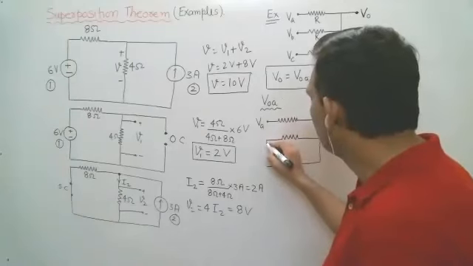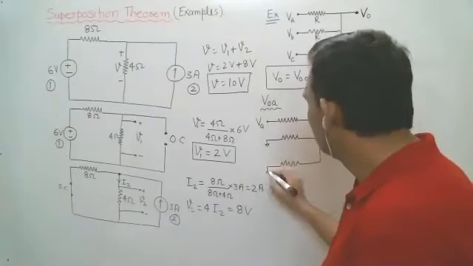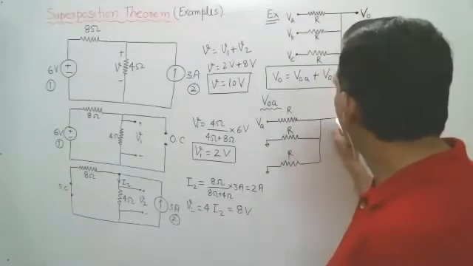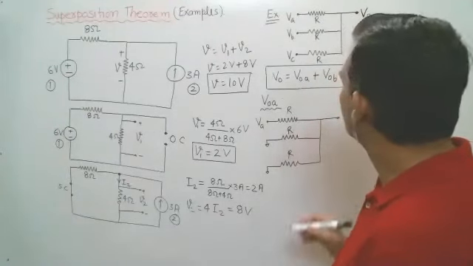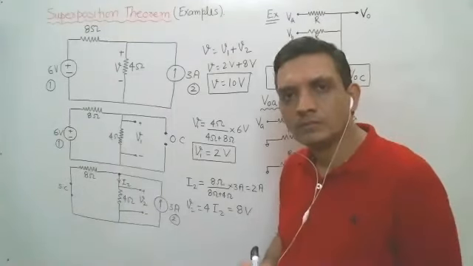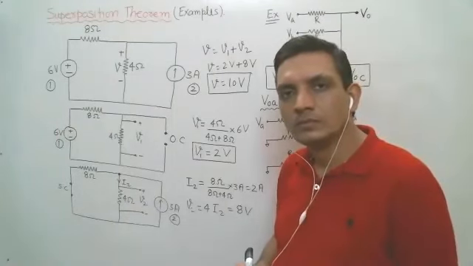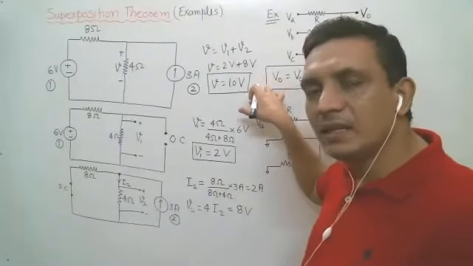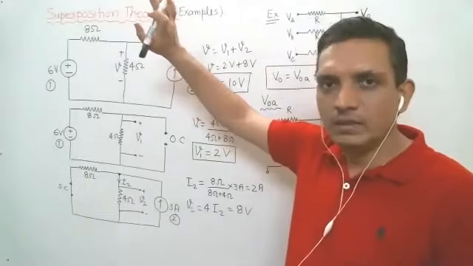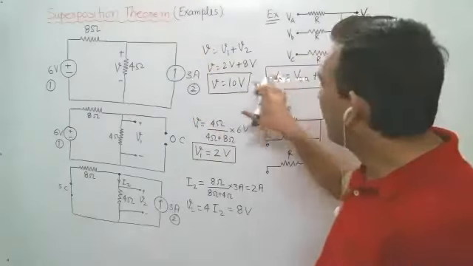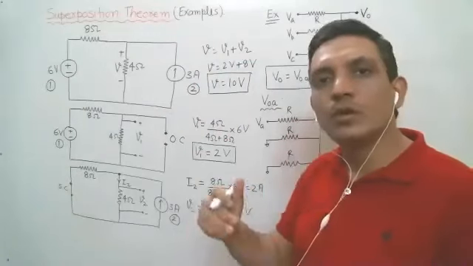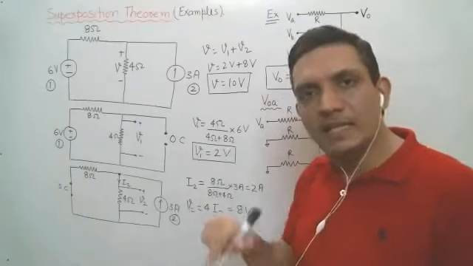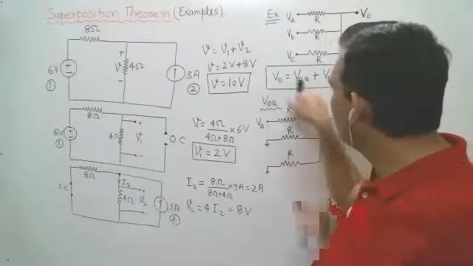Sir, you have written V0 is V0A plus V0B plus V0C. But since they are DC sources, there will be a voltage drop across each of the resistances also. So how can we directly add each of them there? I have written this according to superposition. Whenever you have more than one source, you can find the output voltage due to individual source, then take the algebraic sum.